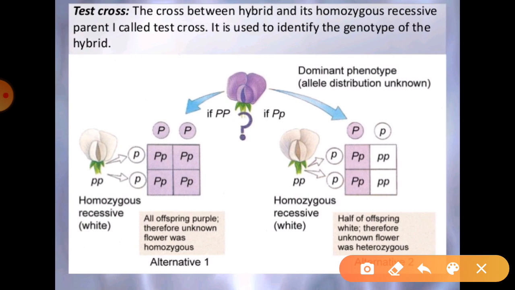In that particular condition, during the F1 generation we will get all those characters. So we have to find out whether this flower is homozygous or heterozygous dominant. For that we can perform a test cross, but if we do this process with a homozygous recessive, in that particular condition you will get all the plants purple.